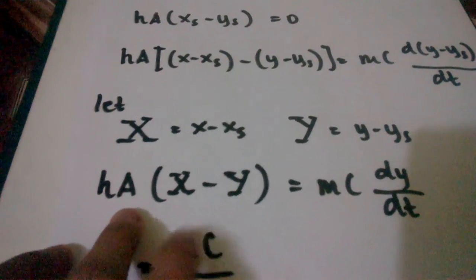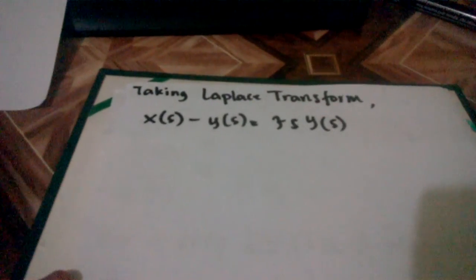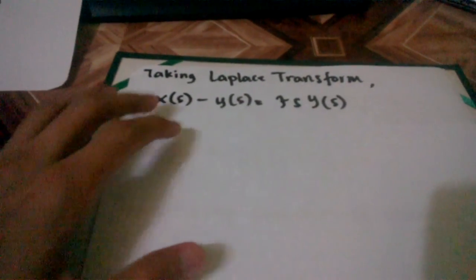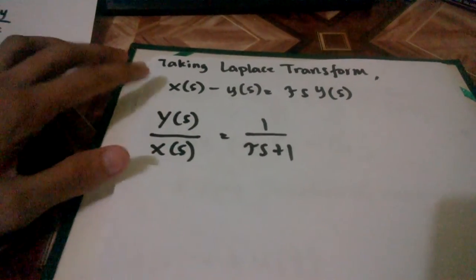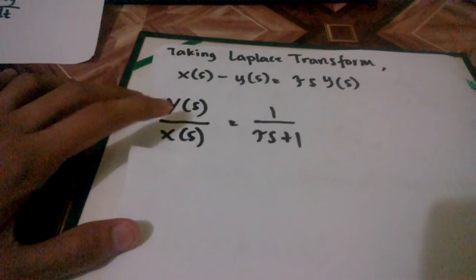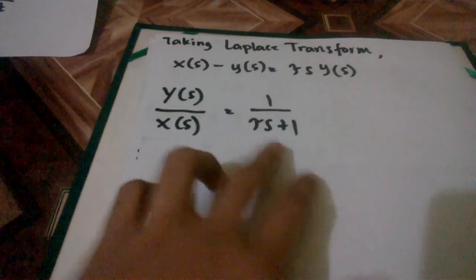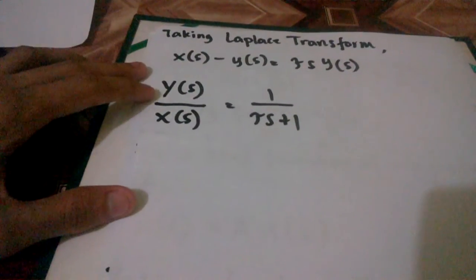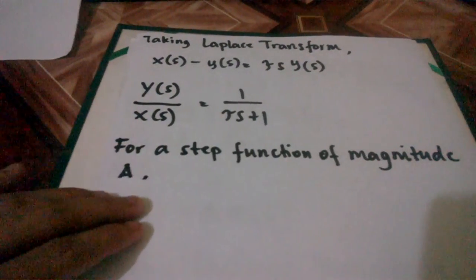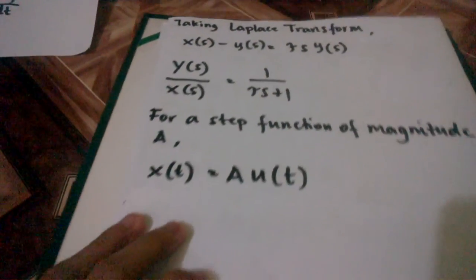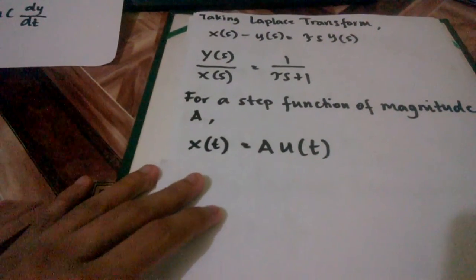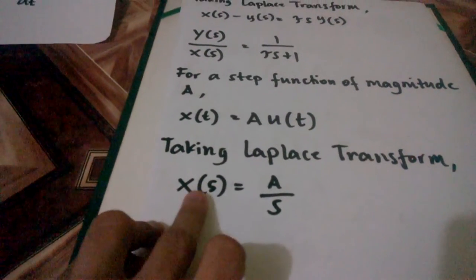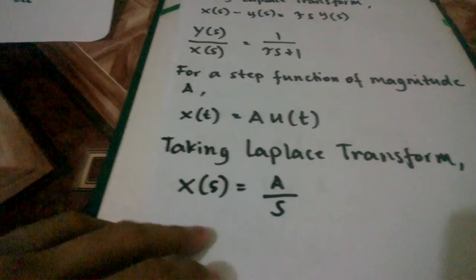Taking the Laplace transform of this equation, we have X of s minus Y of s is just equal to tau s Y of s. Rearranging this equation, we have Y of s over X of s is just equal to 1 over tau s plus 1. This term here is our transfer function. For a step function of magnitude a, we have X of t is just equal to a u of t. Taking the Laplace transform of that equation, we have X of s is just equal to a over s.